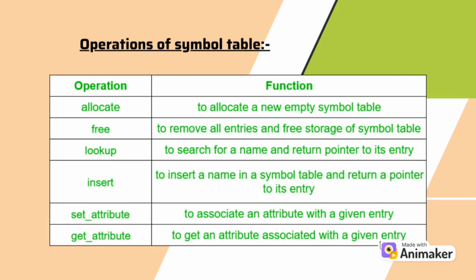As the name implies, the insert operation puts a name into a symbol table, and returns a pointer to its entry. The lookup function looks up a name, and returns a reference to the corresponding entry. The set and get attributes associate an attribute with a given entry, and get an attribute associated with a provided entry. Other operations may be introduced depending upon the requirements. For example, a delete action deletes a previously entered name.